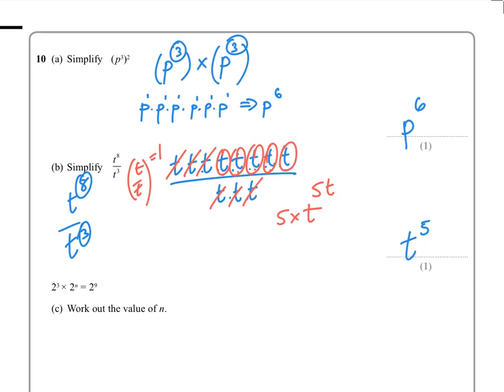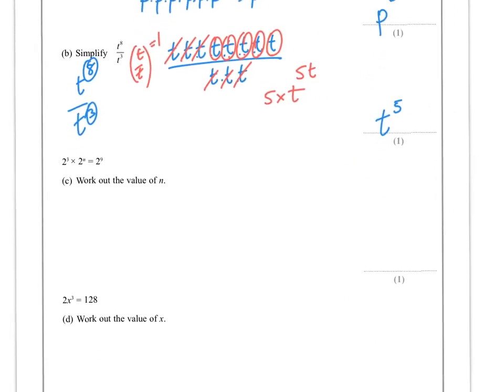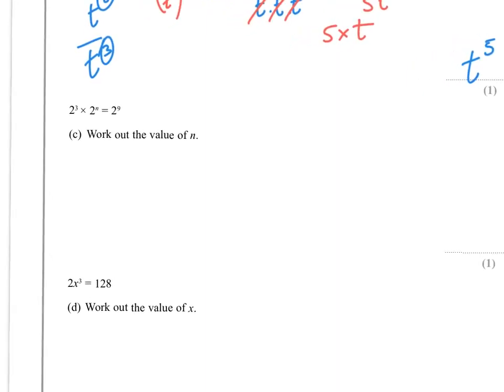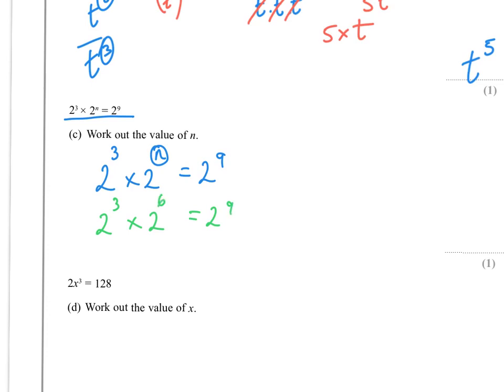For the last part, well, one of the last bits, you've got 2 cubed times 2 to the power of n is 2 to the power of 9. Well, don't worry too much about this. Just try and think to yourself, what would n have to be for the rules of indices to give the answer of 2 to the 9? Well, this would have to be 6 here, wouldn't it?